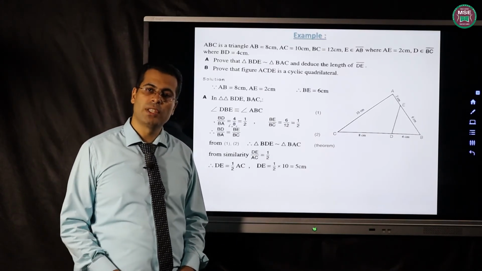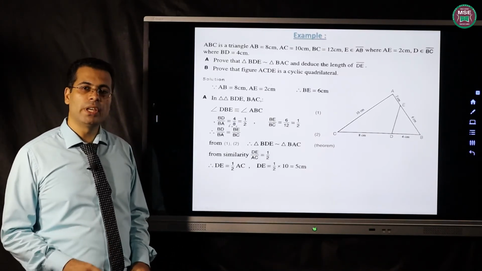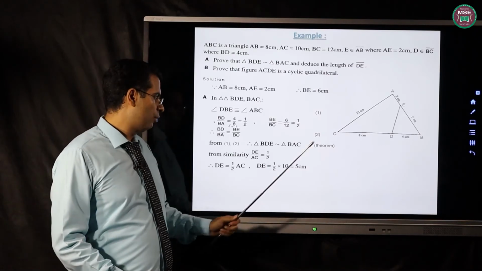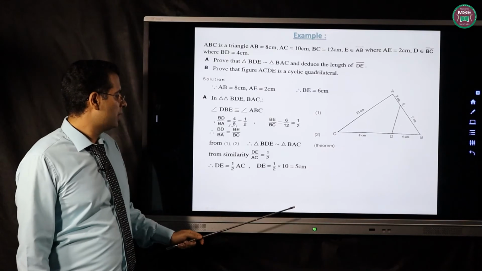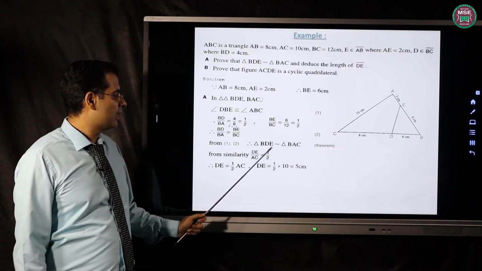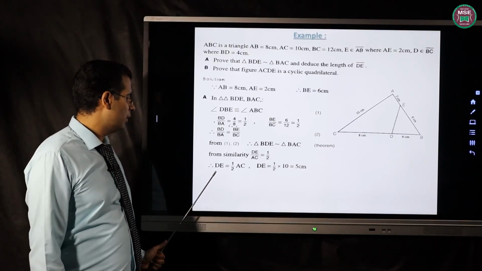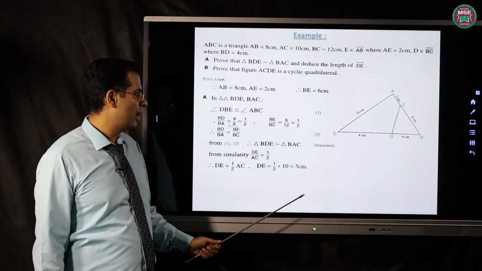Then we have two sides that are proportional and the included angles are congruent. We have a common angle. Therefore, the two triangles are similar. From the similarity, we have the scale factor, which is half. Therefore, DE equals half of AC, which equals 5 centimeters.